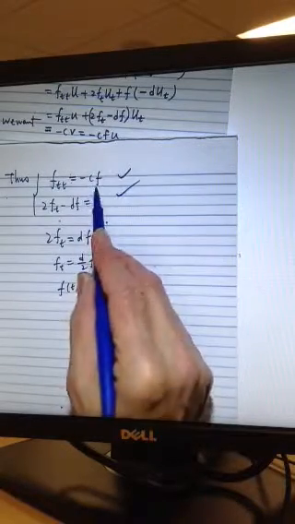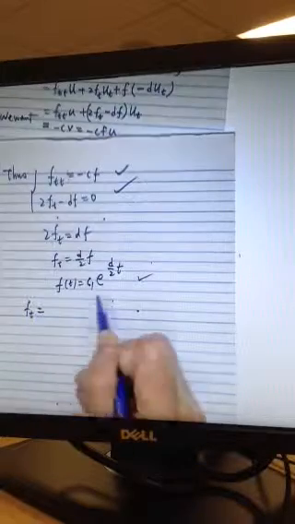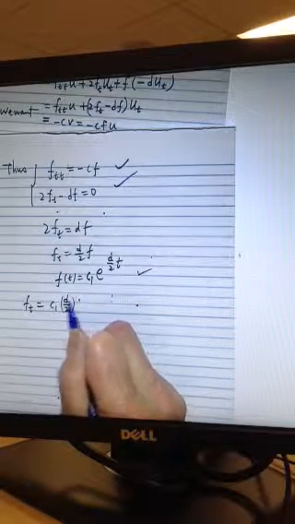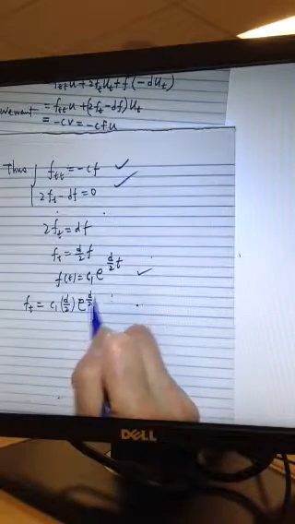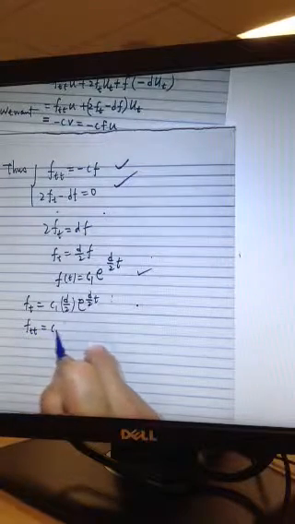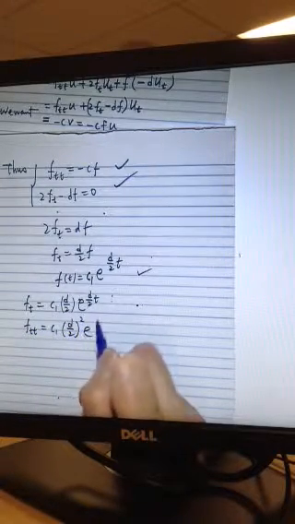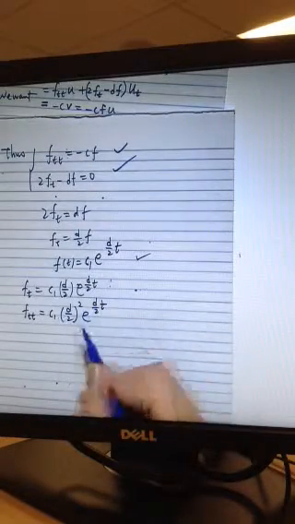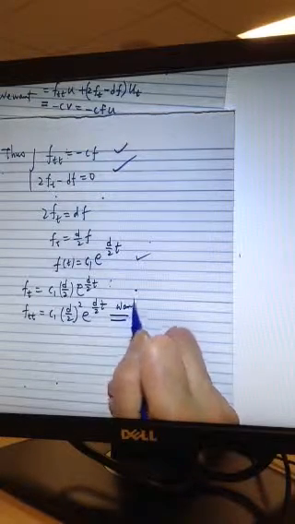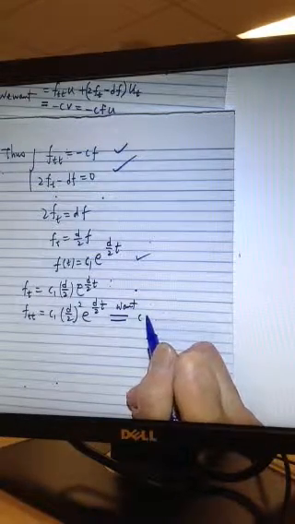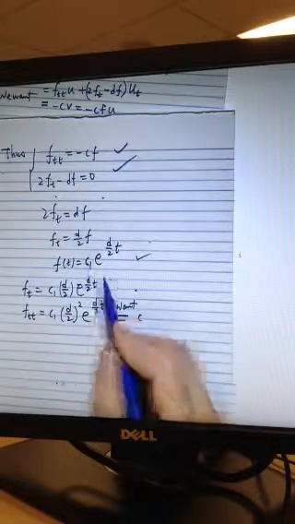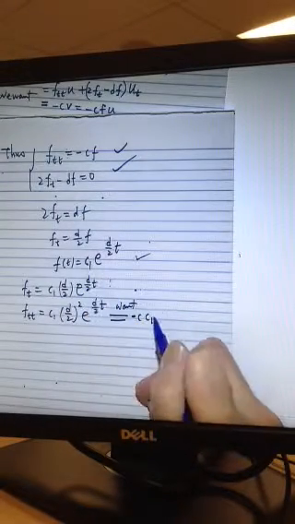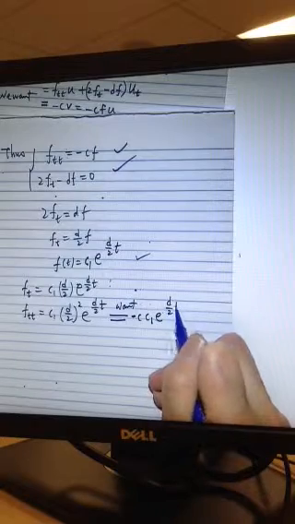I'm going to plug this into this equation. So f sub t is c1 d over 2, e to the d over 2t. ftt is c1 d over 2 squared, e to the d over 2t. And this one we want this to be cf. But what is f? I already know what f is. F is minus c1, e to the d over 2t.